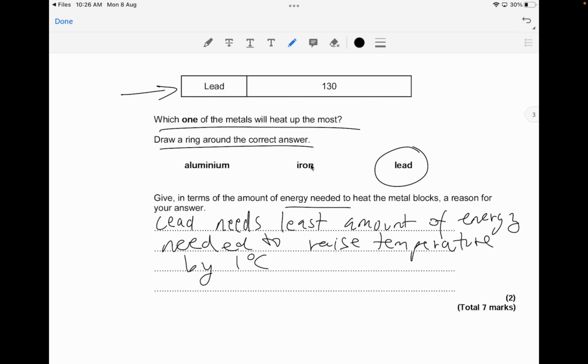So you're going to mention that lead needs the least amount of energy needed to raise the temperature by about 1 degree Celsius. You mention that for 2 marks. 1 mark is for drawing a circle for the correct answer, and the other mark is for the reasoning. You can also mention that it needs less energy to heat it by the same amount. Okay. Now let's move on to the next question.